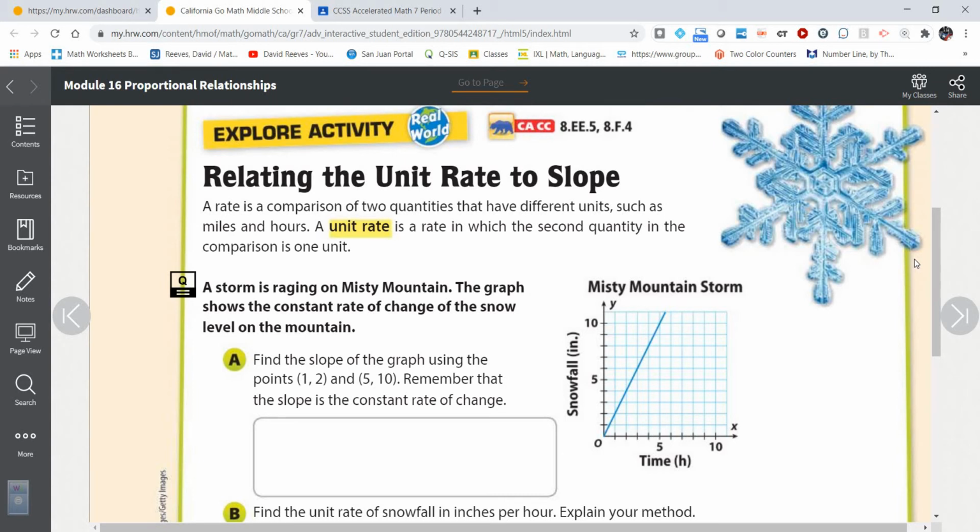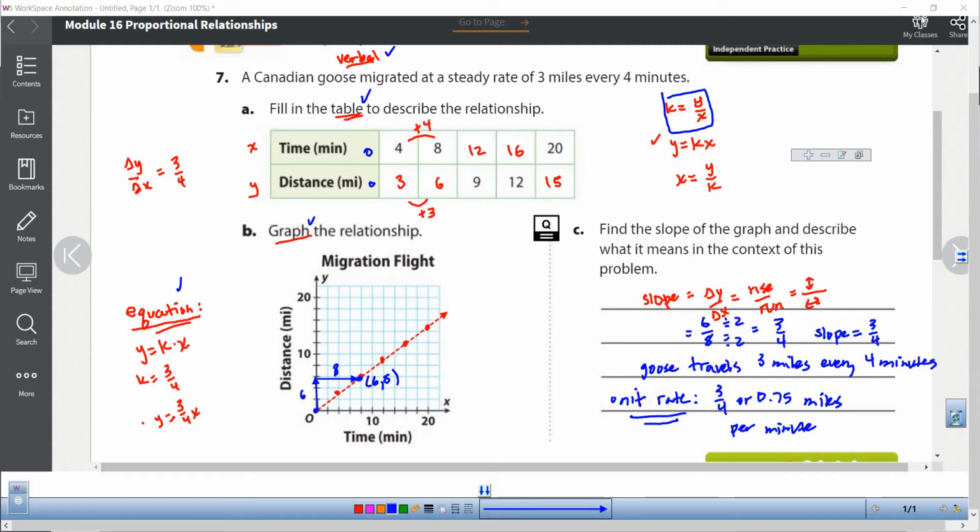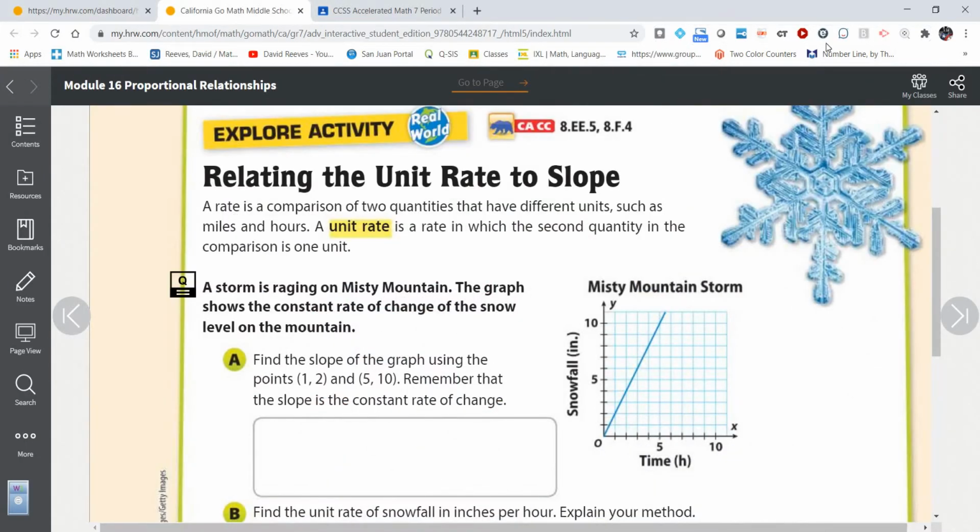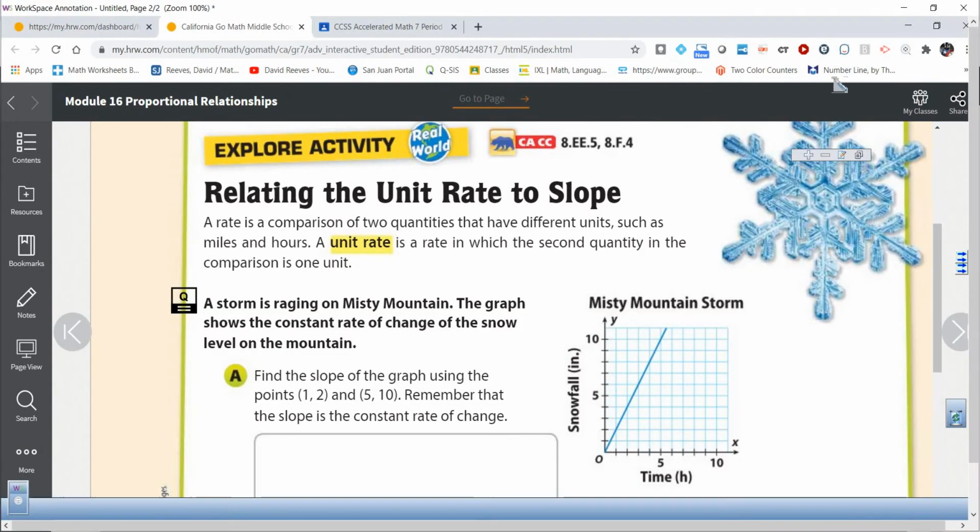All right. So they said a storm is raging on Misty Mountain. The graph shows the constant rate of change of the snow level on the mountain. All right, so just a reminder, if something has a constant rate of change, it will make a line. It will be linear. Okay, so we have a linear relationship right here. You can see it's a straight line.